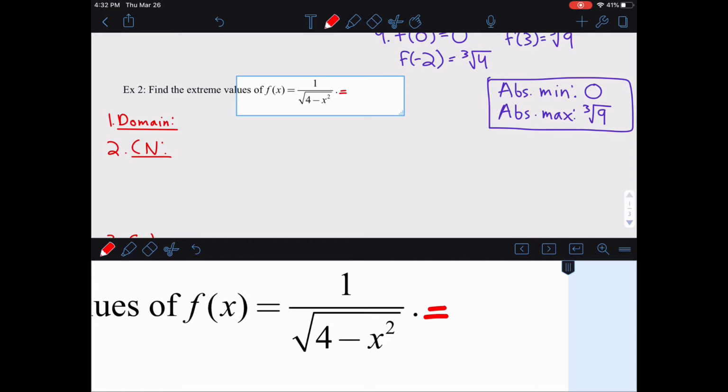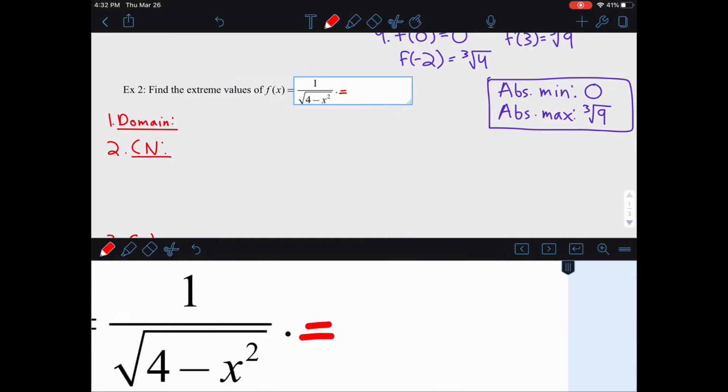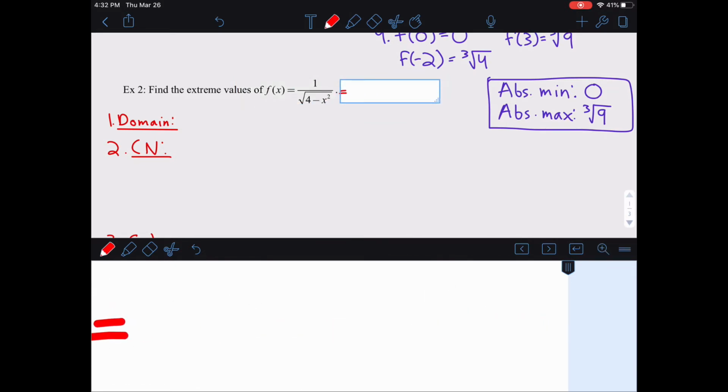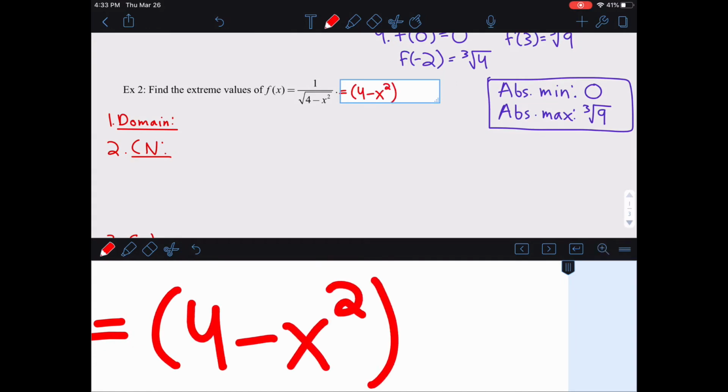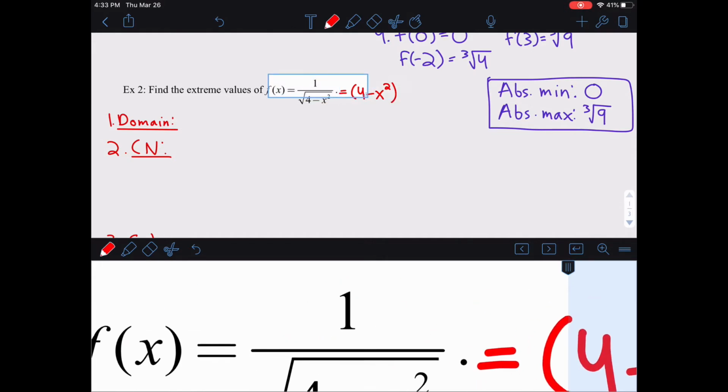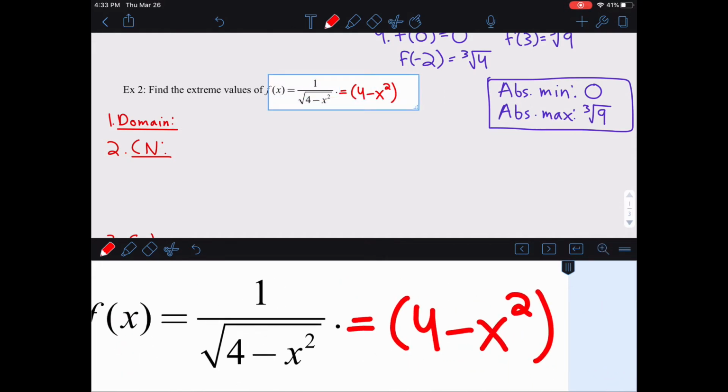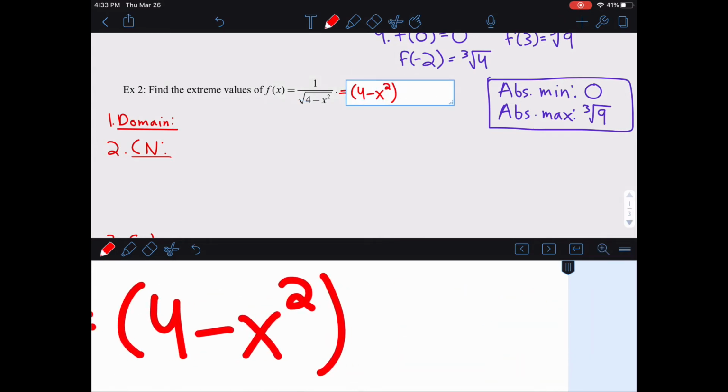Now, before I do anything, I know I'm going to have to take the derivative of this, so I'm actually going to rewrite this with a negative exponent because I think it's easier to take the derivative that way. But for solving, I actually think it's better to be written without a negative exponent. But we'll get to that when we get there. Okay, so 4 minus x squared, there's a square root in the denominator, so that means it's to the negative 1/2 power. Okay, so we'll come back to this when we get to step 2.